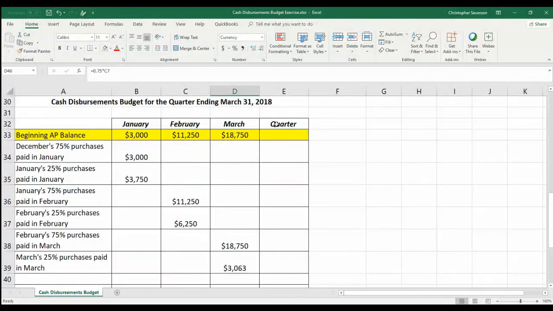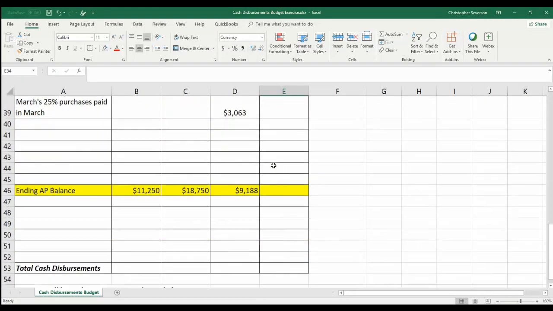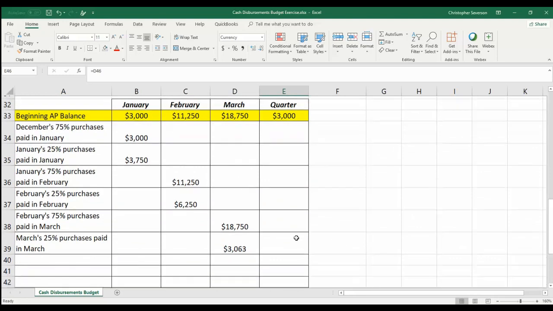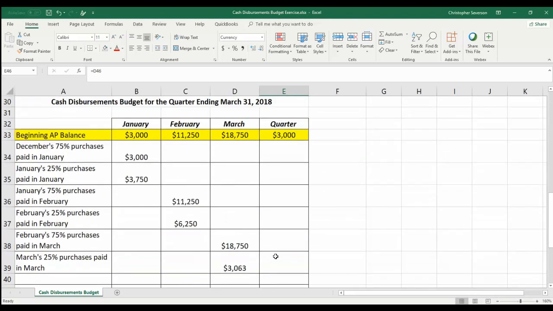So before we go much further, remember in the cash receipts budget, we said that the beginning and ending amounts for a quarter, they're not a sum. They are actually the beginning of that quarter. So for the quarterly beginning balance, we have to go all the way back to January. That's the beginning of the quarter, so it's also January's beginning balance. But for the quarterly ending balance, it's the end of the quarter, which is March. So again, don't try to sum those up to get a quarterly total. It's the very beginning of the quarter or the very end, depending on what you're looking for.